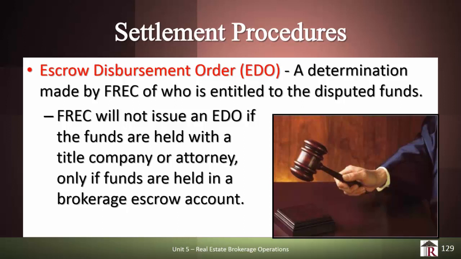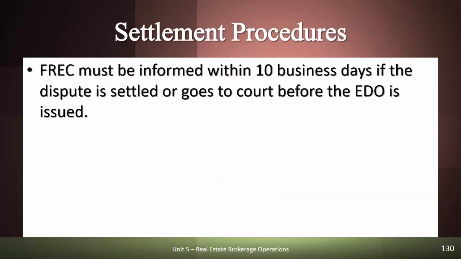If informed in writing that FREC will not issue an EDO, then the broker has to use one of the other settlement procedures. In such an instance, the broker must notify FREC which settlement procedure they are going to choose. FREC rules require a broker to notify them within 10 business days if the dispute gets settled first or if the matter goes to court before they issue an EDO.